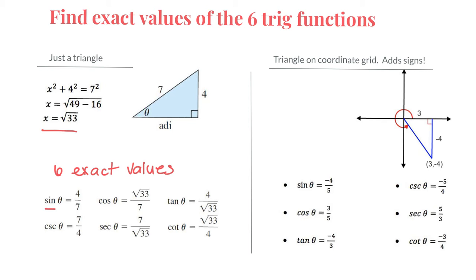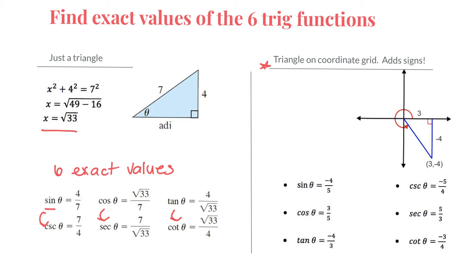Remember that sine is opposite over hypotenuse, so cosecant is the reciprocal of that, hypotenuse over opposite. Cosine is adjacent over hypotenuse. Secant is that reciprocal, hypotenuse over adjacent. Tangent is opposite over adjacent, so cotangent is the reciprocal, adjacent over opposite.